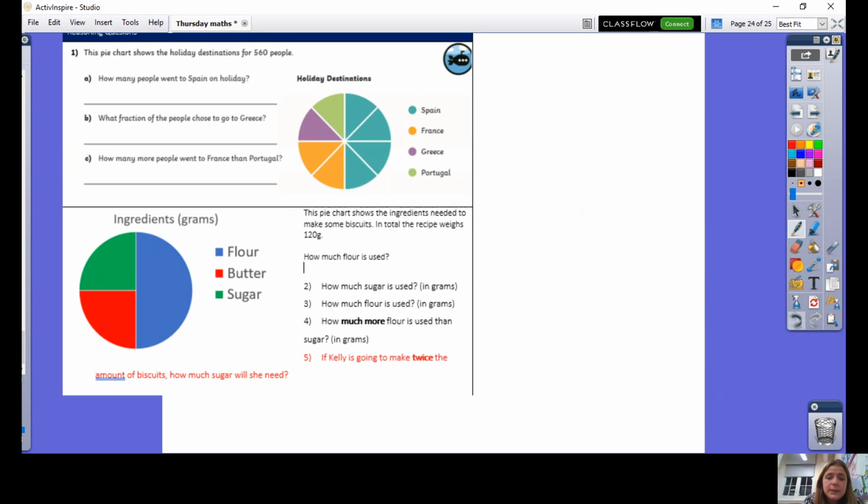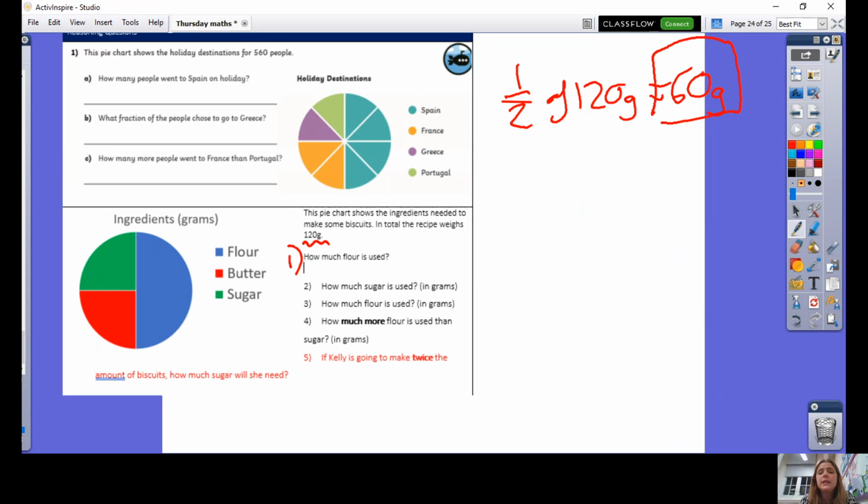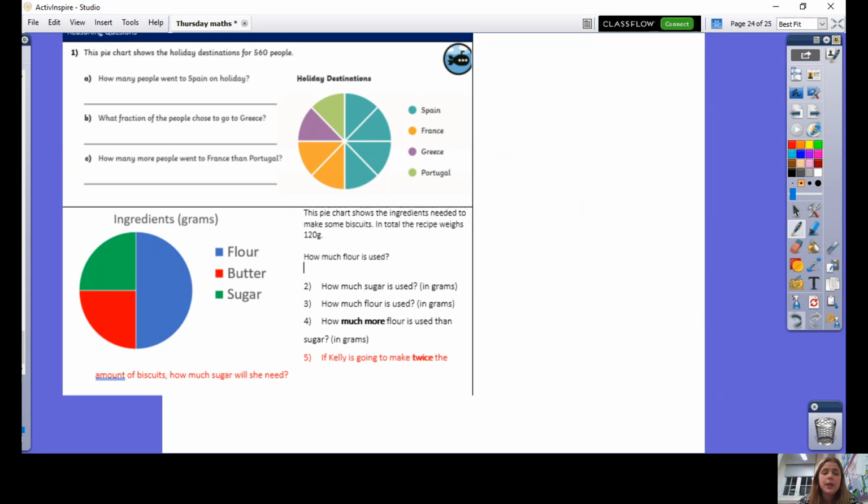Next question. This pie chart shows the ingredients needed to make biscuits. In total, the recipe weighs 120 grams. Sorry that question didn't have a number on. If you didn't spot it, don't worry. How much flour is used? Flour is half, so I'm finding half of 120. Half of 120 grams would be equal to 60 grams. Please make sure for all of these questions you included a unit of measure. If you've got your unit of measure, go back and do that now.